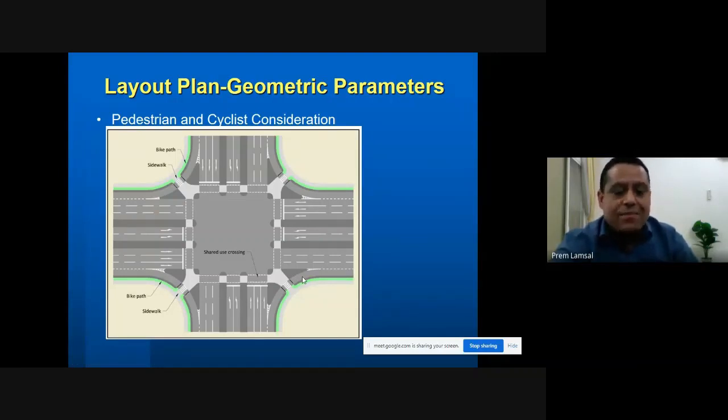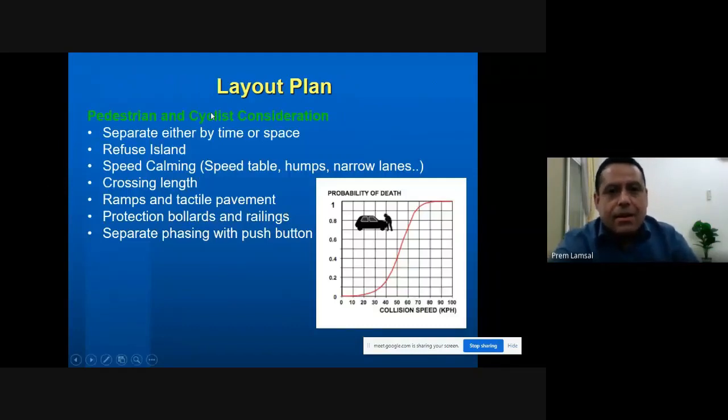So it should allow them to move there without any risk. For that purpose, we need to create some space for them, and it should be separated either by space or time. I will come here. These are the pedestrian and cyclist considerations we normally consider while designing intersections.